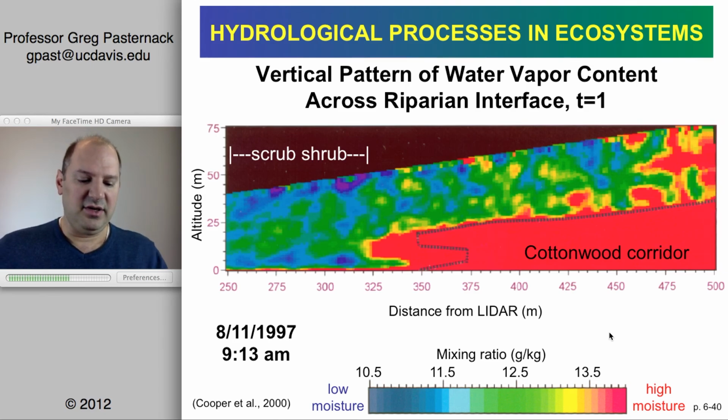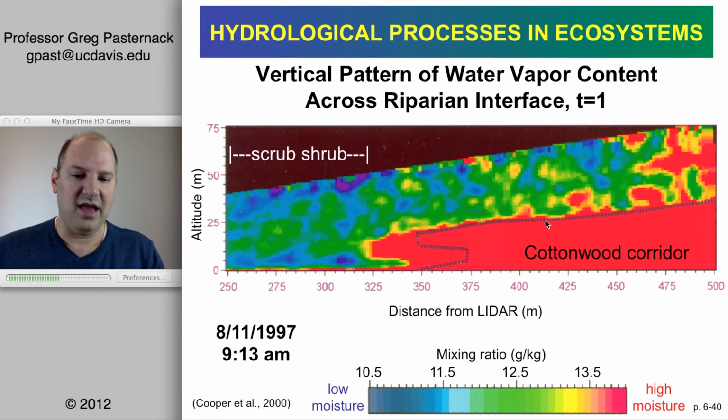I'm going to show you a series of maps that step through the daytime for a few hours, starting at 9:13 a.m. on August 11th, 1997. Along the x-axis is distance from the LiDAR. The LiDAR is far off to the left, and we're already 250 meters away. At 350 meters away from the LiDAR is the fringe of the riparian canopy. Notice this dashed line. This shows the canopy in terms of low-lying shrubs and then the tree canopy of the cottonwoods. That canopy comes out compared to where the stem is.